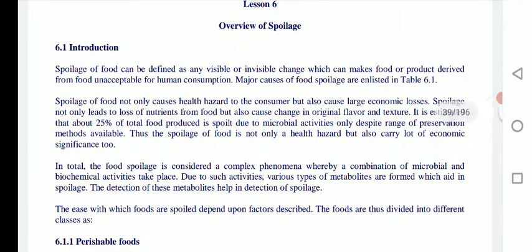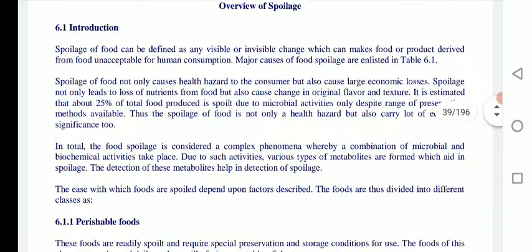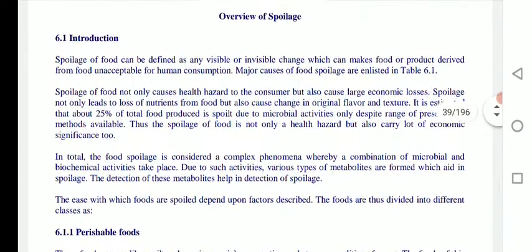So basically the spoiled food is unsuitable or unhealthy for consumption by humans due to the presence of pathogenic microorganisms, as well as the presence of intoxicants which are produced by microorganisms or other chemicals which are present in food. So overall spoiled food is unsuitable for human consumption. Major causes of food spoilage are listed here in table 6.1, we'll see later.